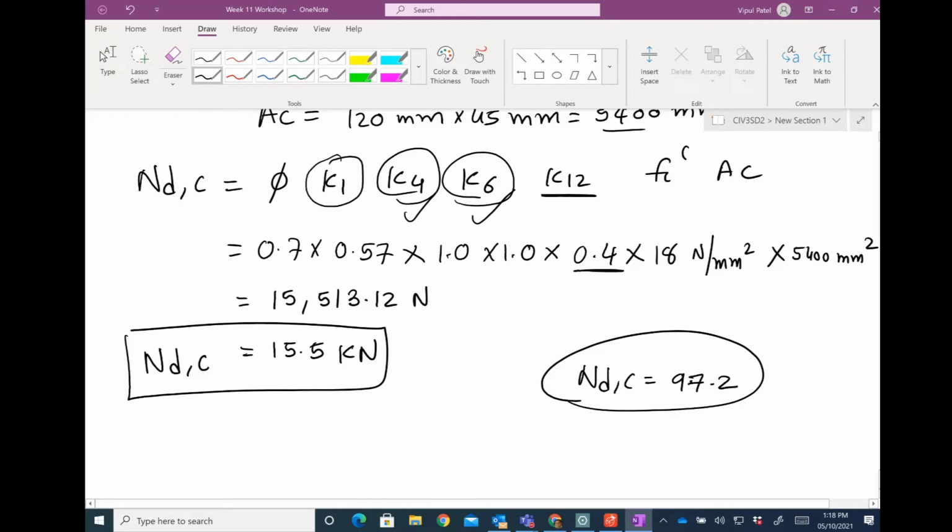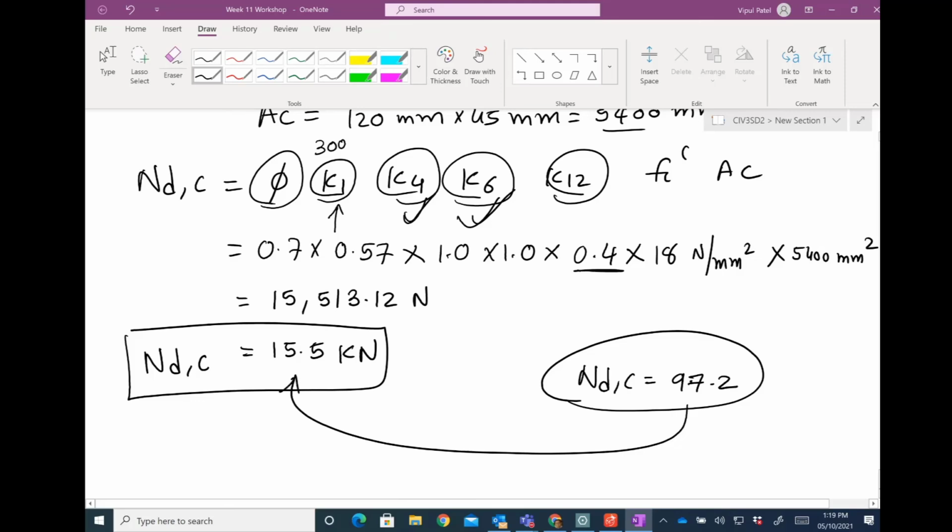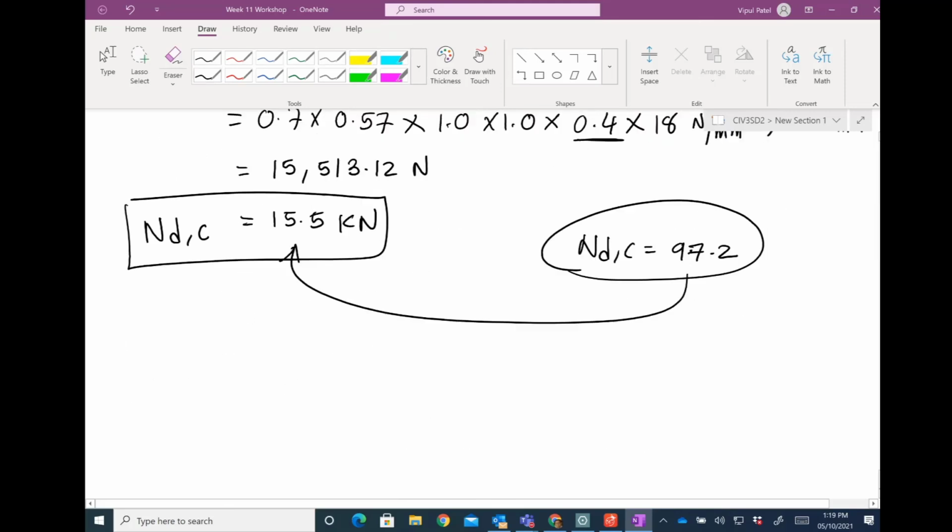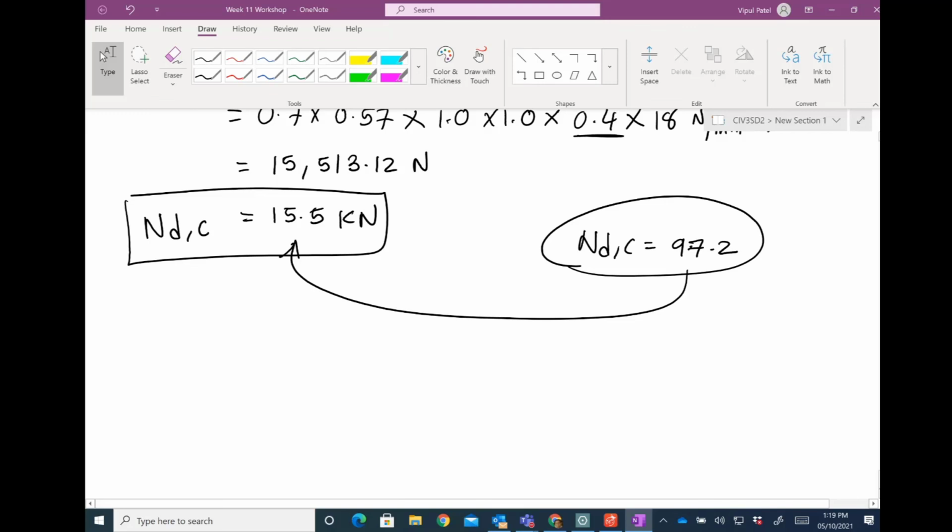K6 was good, no problem, K4 was 1, no problem. This K1, I think because of the permanent load, there was a 30% penalty here, about 60% penalty here, and so on. So it's kind of not helping. You have some penalty here, here, and here, so they are quite challenging. These are not having any penalty. Three guys are making trouble. So as you can see, from 97.2 you got straight away 15.5. So that is your answer.